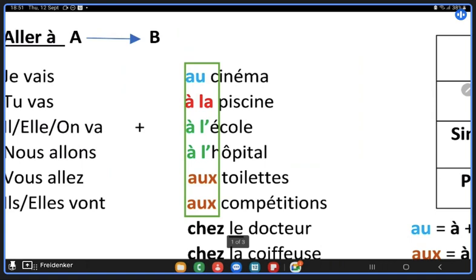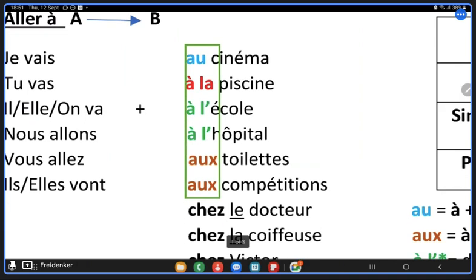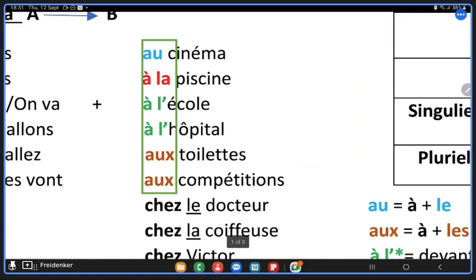Cinéma is masculine because it came from English. Au cinéma. Piscine is swimming pool, so à la piscine. It ends with an E, so la. À la will not contract. École is school, it begins with a vowel, so you have l apostrophe, there is no contraction. Hôpital is hospital, you have an H there, no contraction because l apostrophe is there. Toilettes is in plural, so aux toilettes. À plus les will become aux, it is here, right side. Compétitions, plural, les compétitions. À plus les will give you aux, so aux compétitions.